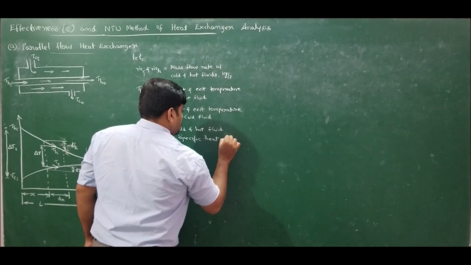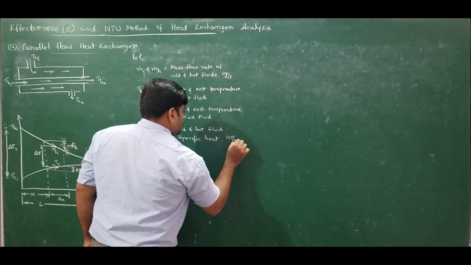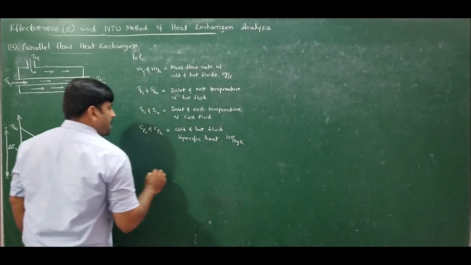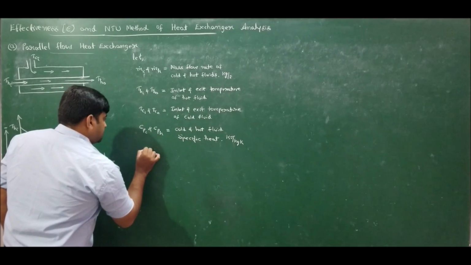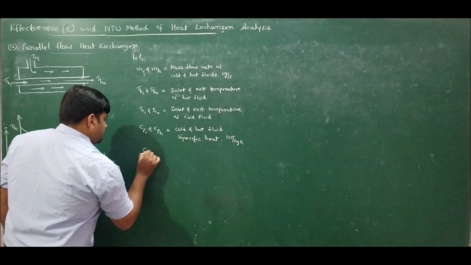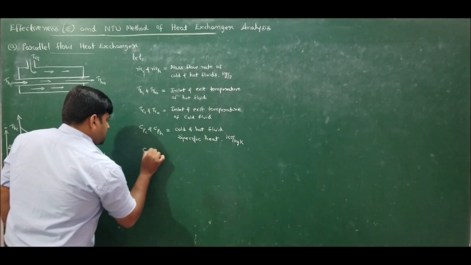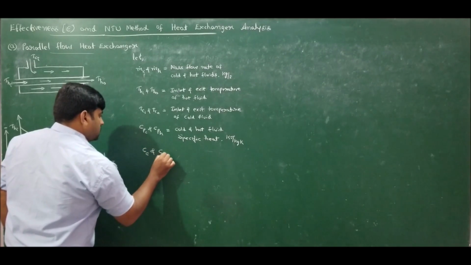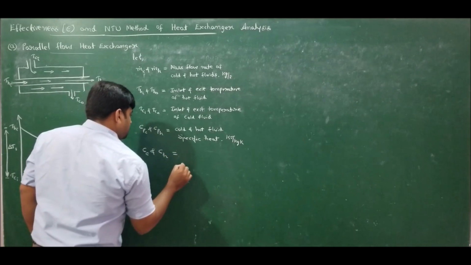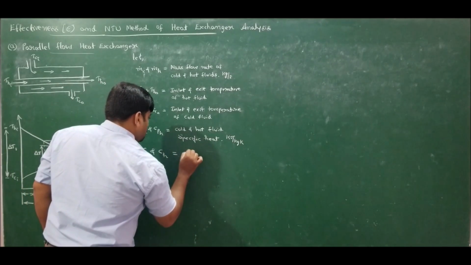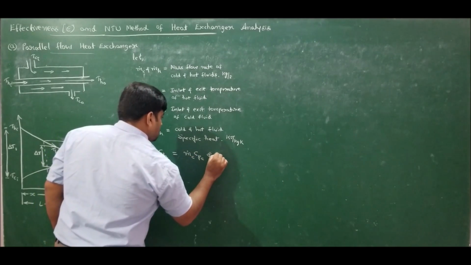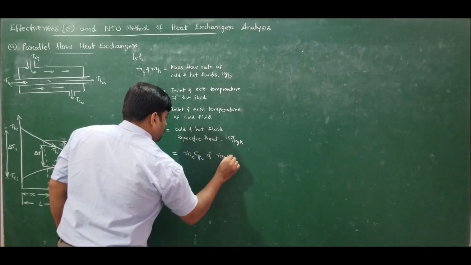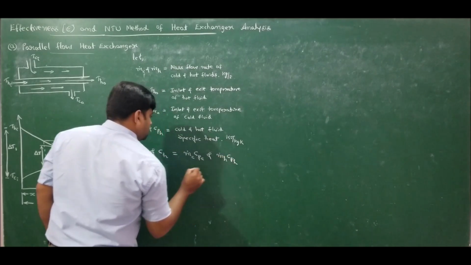So this will be in kilojoules per kgK. Then we have heat capacity rates, right? That is CC and CH, which is given by m dot C CPC and m dot H CPH.